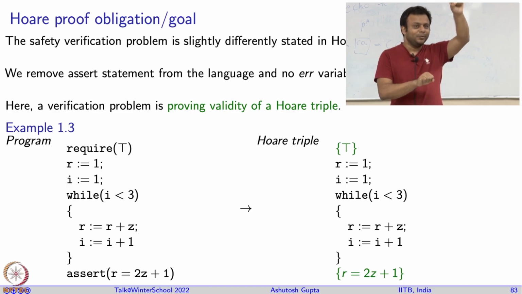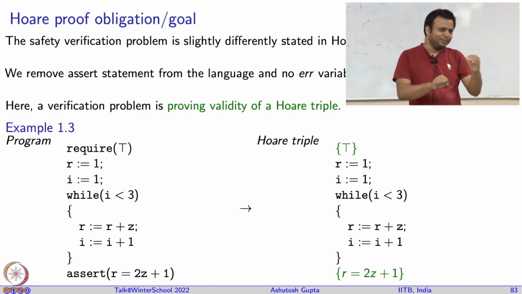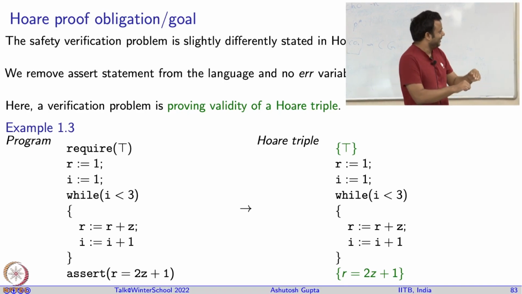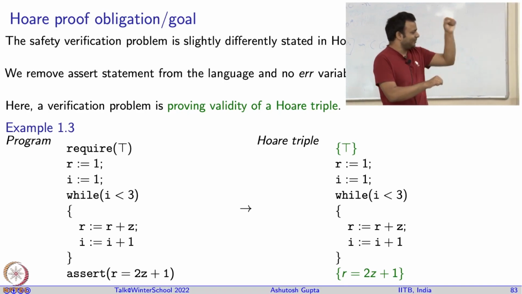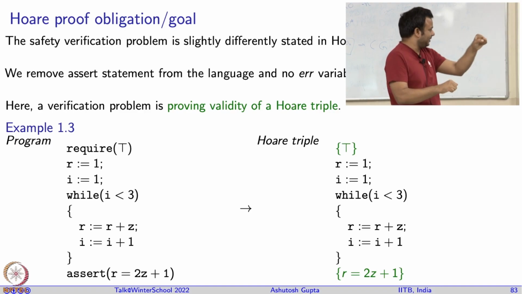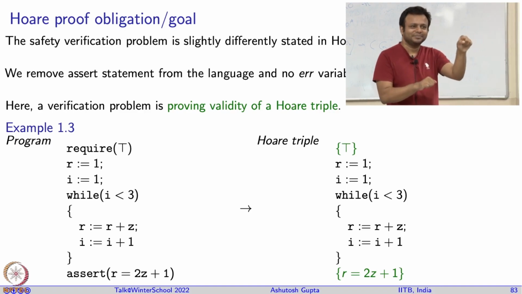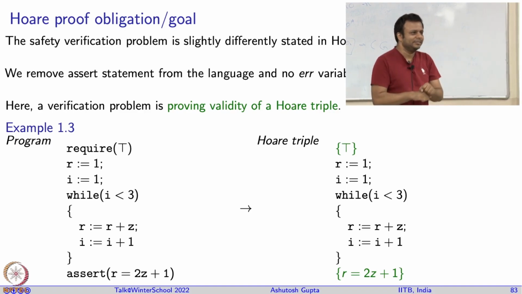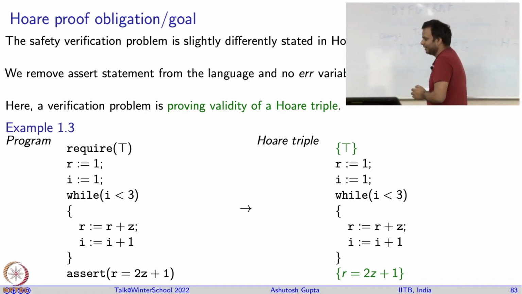My goal would be to find the formulas in the middle. It will become clear what it means. I want to show that it starts off true and I will end with clearly R equals Z plus 1. So this is the goal I want to achieve.